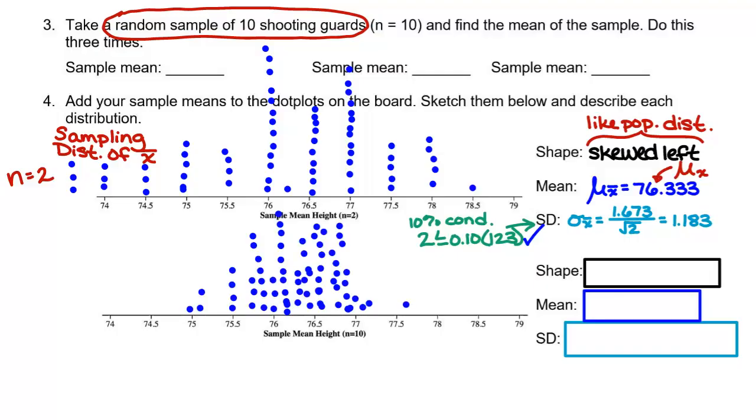So this is interesting. What happened? Yeah, put that into stats words. I liked that. The variability is lower. Why? Sample size got bigger, variability goes down. You're going to see it suck in on both sides. What's it getting closer to? It's getting closer to the center, which is going to be at 76.333.